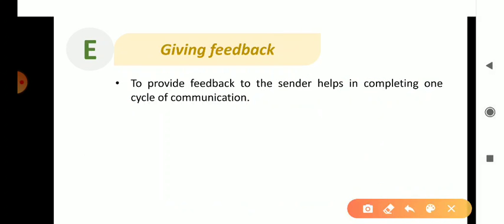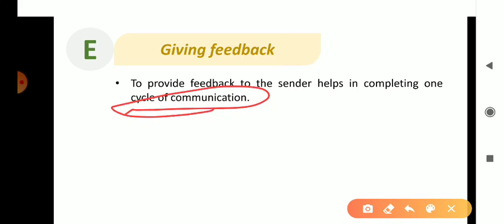Next one is giving feedback. Providing feedback to the sender helps in completing one cycle of communication. Once the receiver has understood the message and gives the feedback to the sender, it denotes that one cycle of communication is over. If the feedback has not been given, it will not denote that the cycle of the communication process is over.